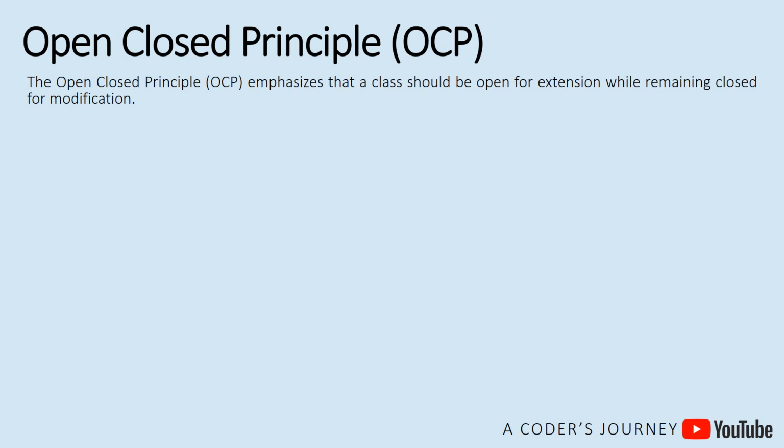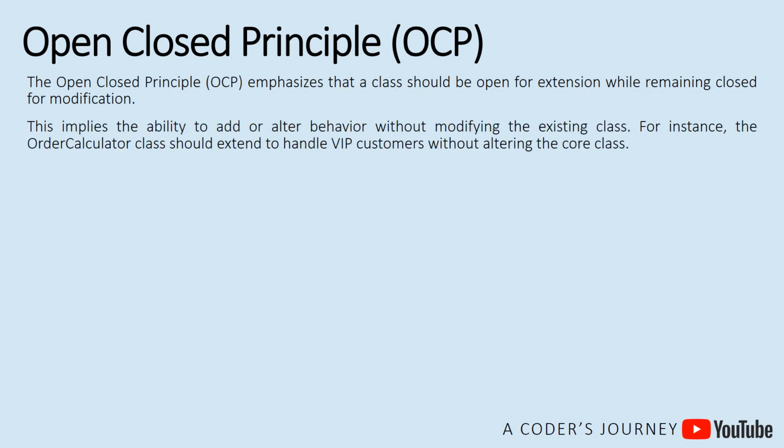Closed for modification basically means that in order to implement new features, you shouldn't have to change or modify the code that you have already written and tested. This implies the ability to add or alter behavior without modifying the existing code. Whenever you see yourself modifying your existing code or your existing classes in order to implement a new feature, this is a red flag. This usually means that you are violating the open close principle.